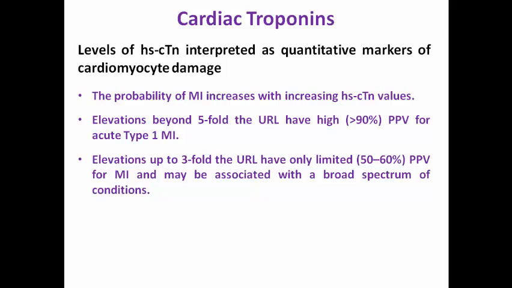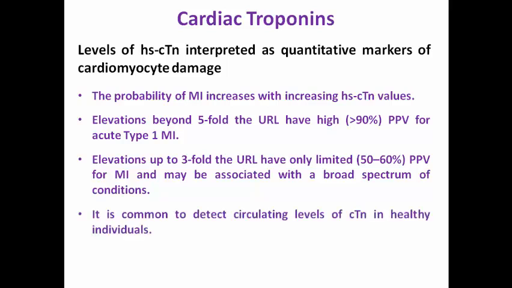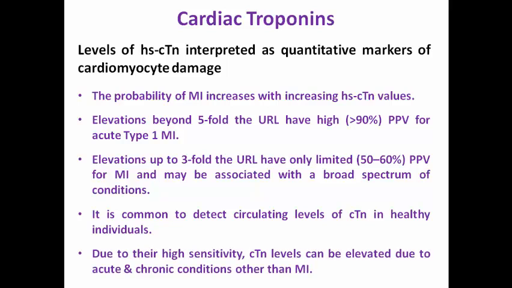So the higher the level, the higher the probability, and so it is common to detect circulating levels of cardiac troponin sometimes in healthy individuals, and due to the high sensitivity, cardiac troponin levels can be elevated due to acute and chronic conditions other than MI.